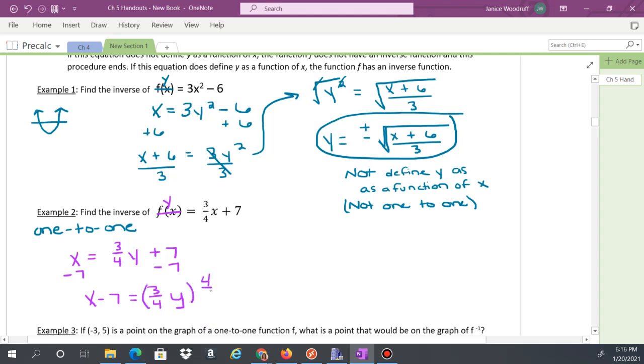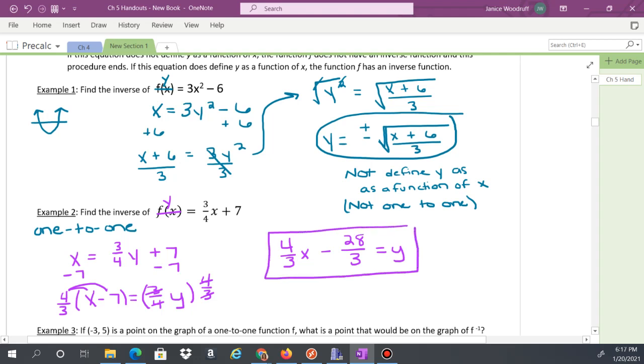Good, yes, reciprocal, so 4/3. You could probably get away with leaving it like that: 4/3 x minus 7. You can multiply it out if you'd like. It's up to you. So if I took this and went, I'd go 4/3 x minus 28/3. And then there's my inverse function. So maybe if I were graphing it, I'd want to do that. Otherwise, you could probably leave it like that and be fine.